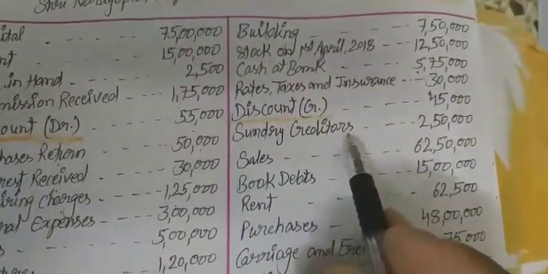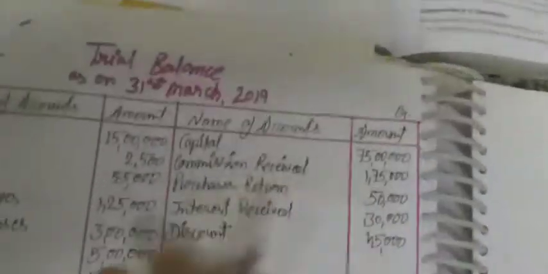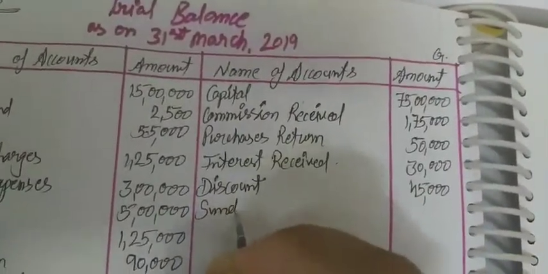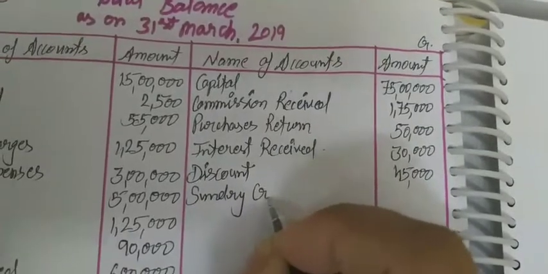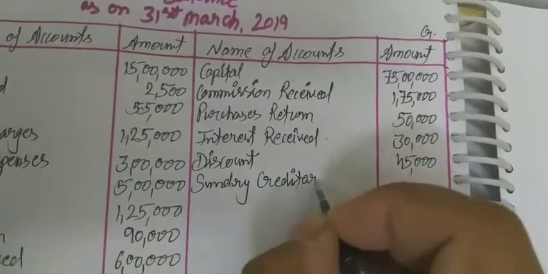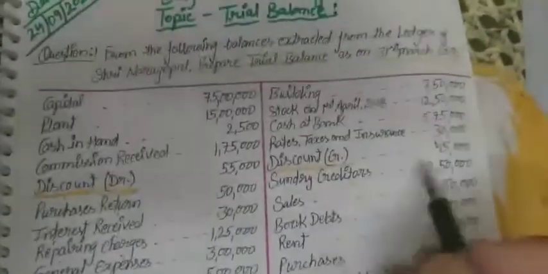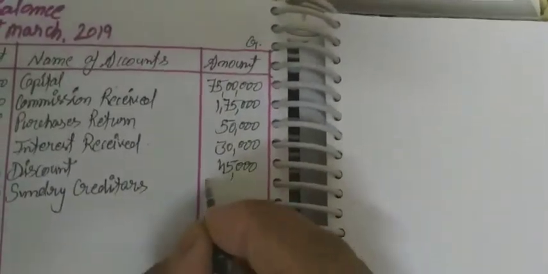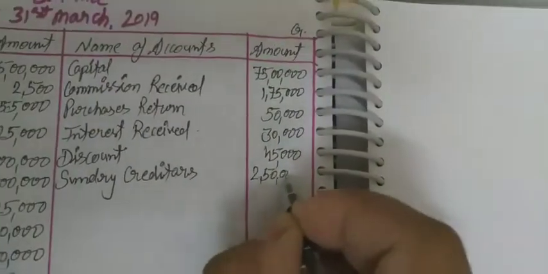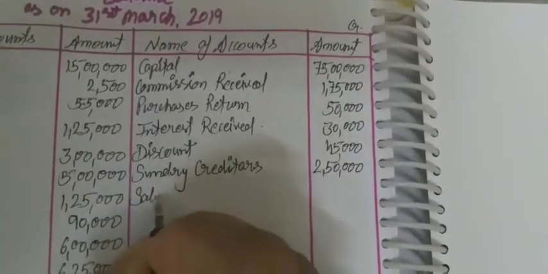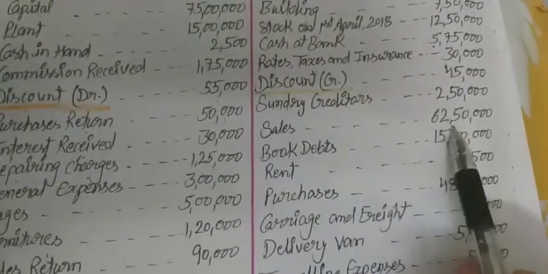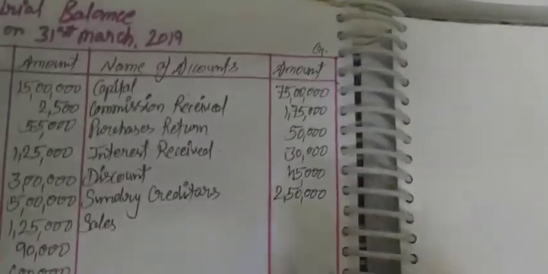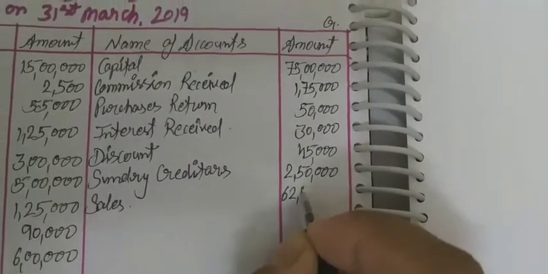Next one is sundry creditors. This is the liability for the business, 2,50,000. So it will show in the credit side, sundry creditors, 2,50,000. Next one is sales. So this will come also in credit side because it is a revenue for the business. So sales 62,50,000.